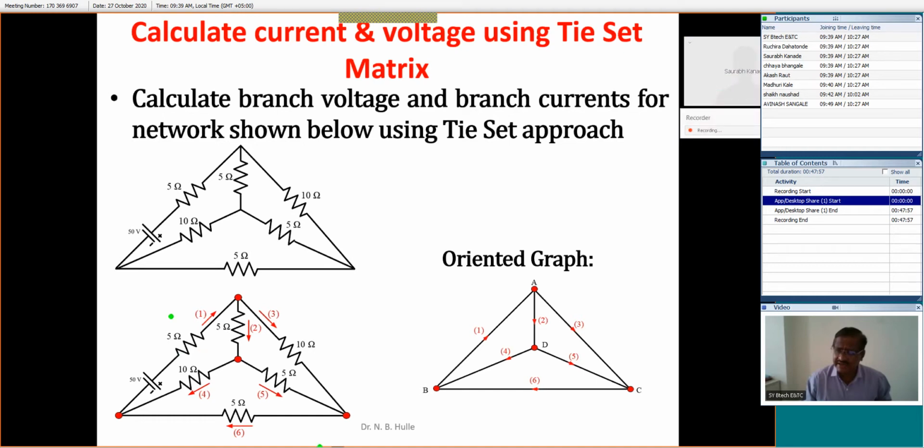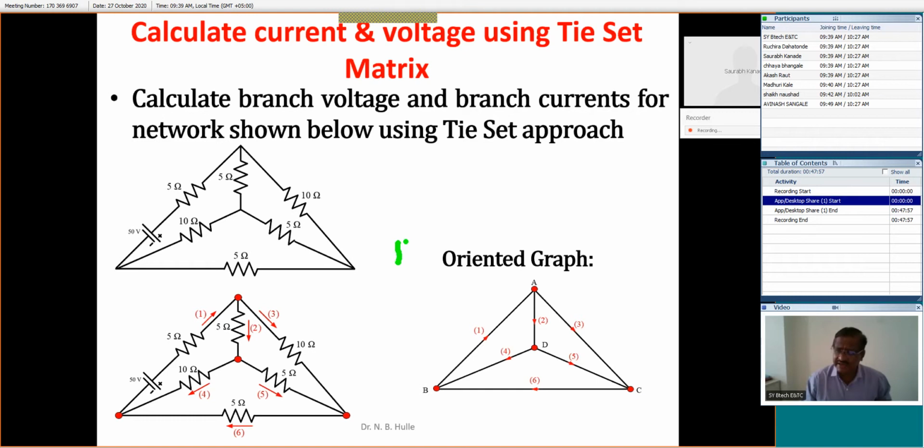Now, based on these assumptions, I will prepare the oriented graph. Here I will name this node as node A, this node B, this node C, and the voltage source should be replaced by its internal impedance, which is 0. Each complete branch will be replaced by one line: the first branch is the first line, the second branch is the second line, and so on. Its direction is upward, so this branch direction is upward. This may be downward, this downward, and this backward. In this way we have prepared the graph, which is nothing but the oriented graph.